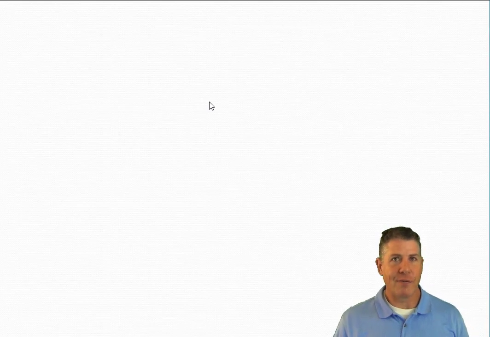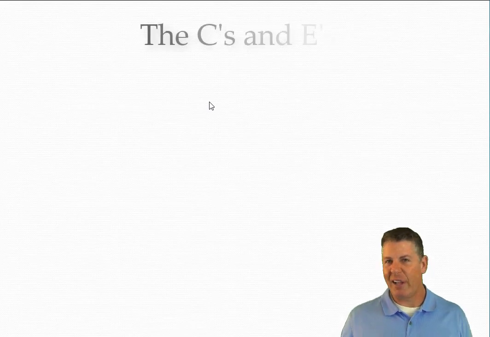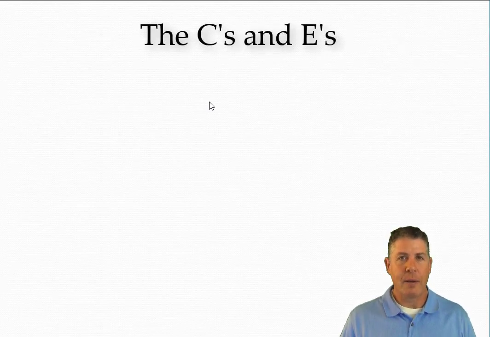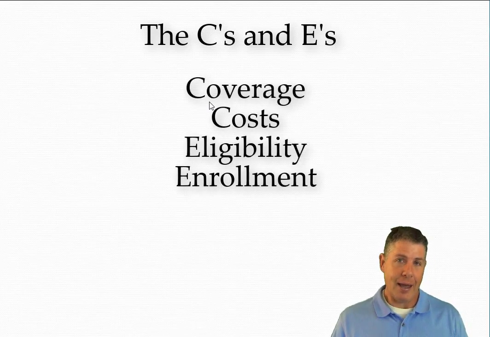Review what we've discussed so far. In the beginning, I talked about the importance of knowing the C's and E's. And while I didn't necessarily talk about it in this order, these four categories are important to know, at least in general, how they operate with Medicare: coverage, costs, eligibility, and enrollment.